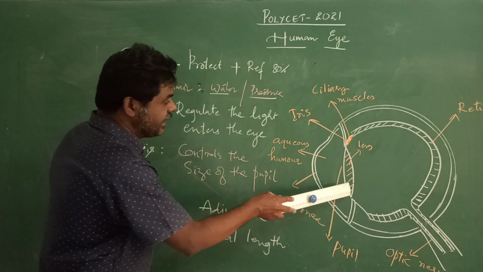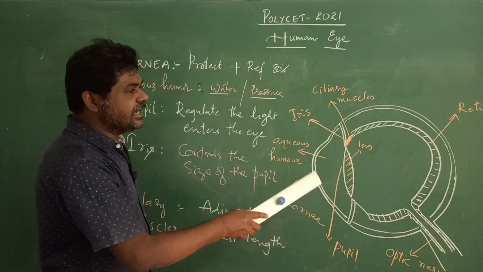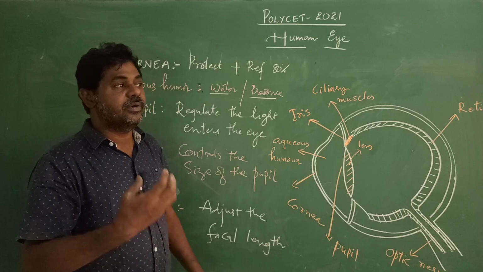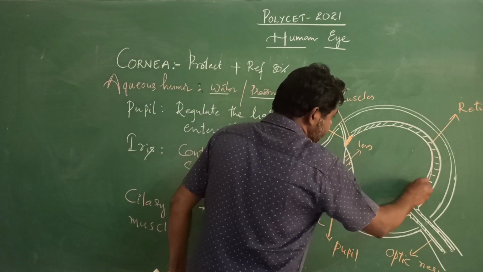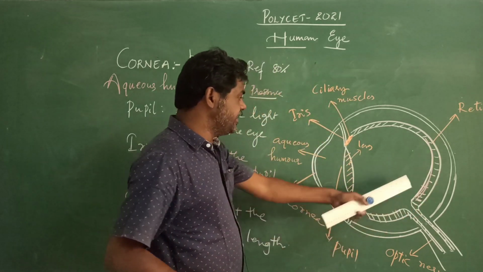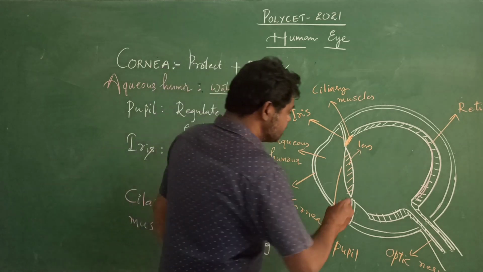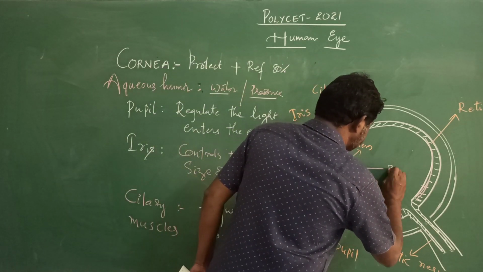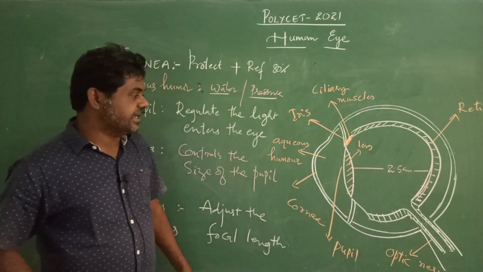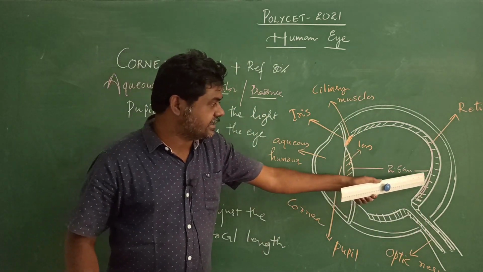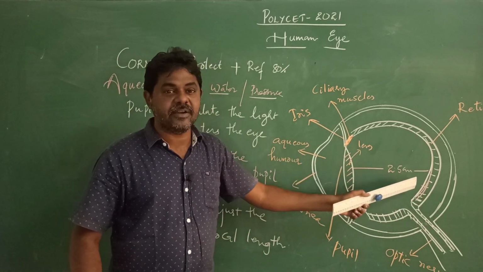So here they keep adjusting the focal length of the eye lens. Because when the focal length changes, this is the lens and this is the retina where the image is going to form. Finally the image is going to form on the retina, which is an inverted and real image. The distance between the eye lens and the retina, which acts as a screen, is 2.5 centimeters.